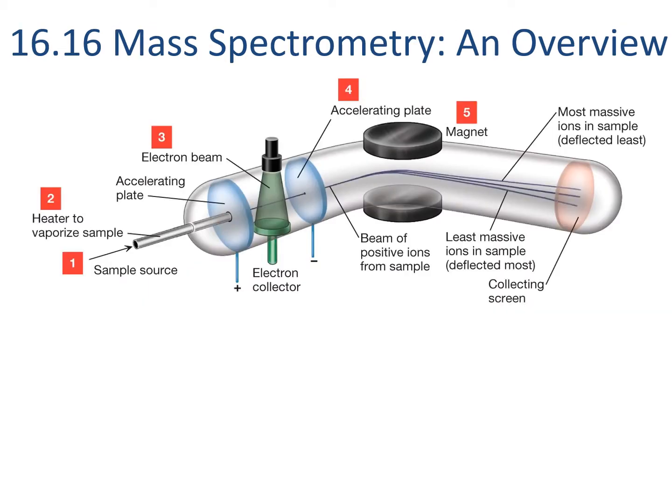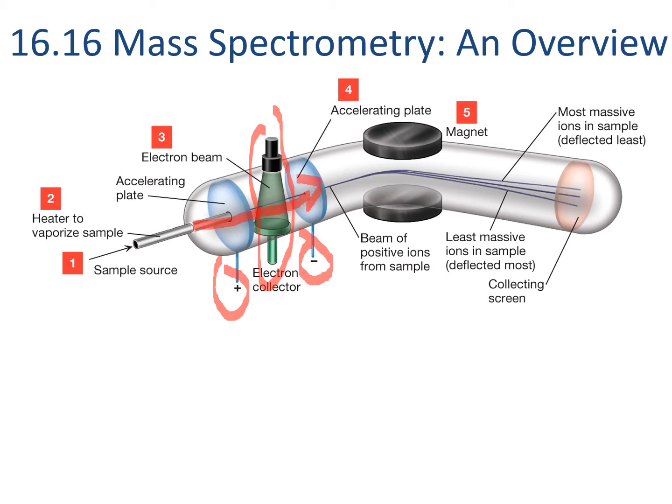Mass spectrometry is going to be set up so that we have a sample source that gets vaporized right away, and we create the charged particles in between two charged plates. So we use an electron beam, which we can see right here. That electron beam will create ions, and since those ions are in front of a positively charged plate and behind a negatively charged plate, they will quickly accelerate in this direction.